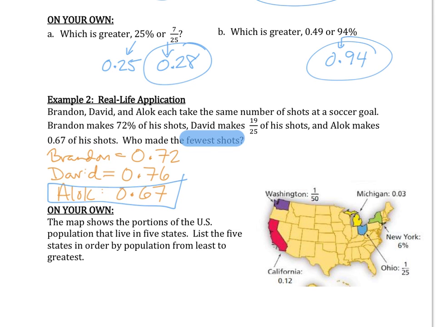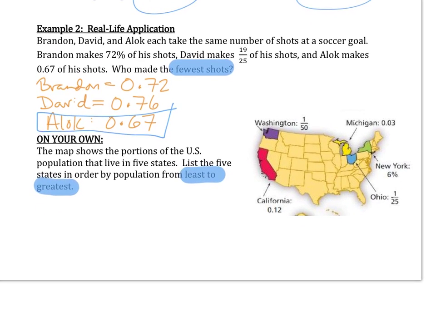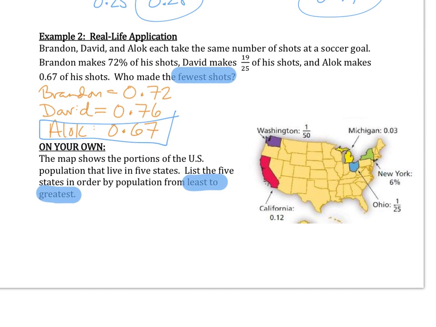So for the last one on your own, I want you to list the 5 states in order by population from least to greatest. Honestly, it's just going to be making sure you read the directions to make sure that you're listing whatever information in the correct order. So the first thing you're going to do is put all 5 of these states into the same format and then rate them from least to greatest. So go ahead and try this out and then hit play to see the answer.